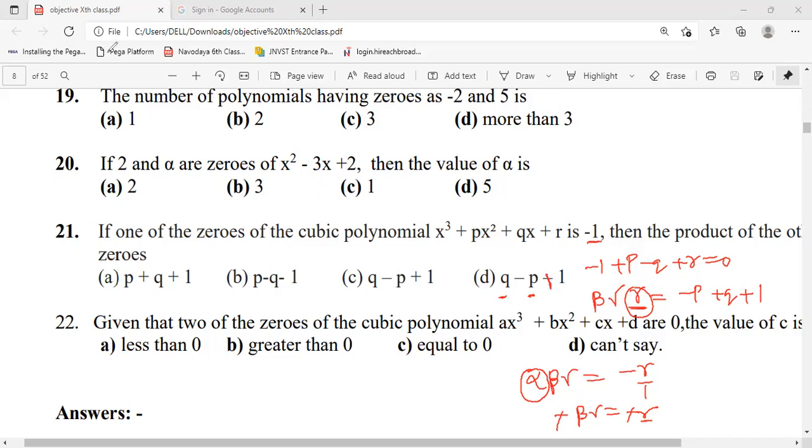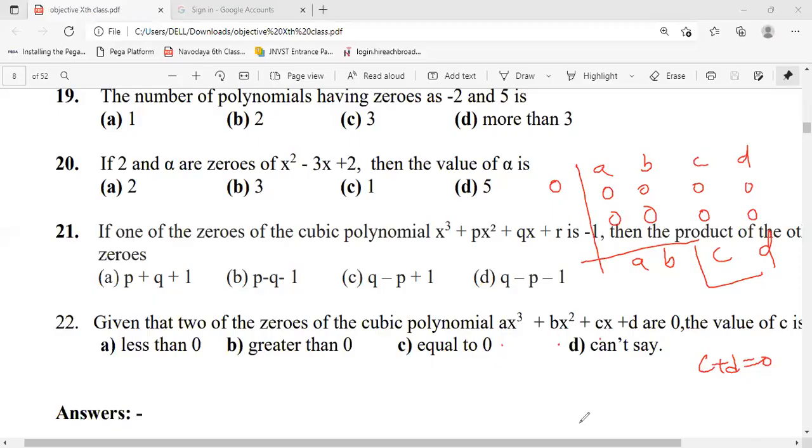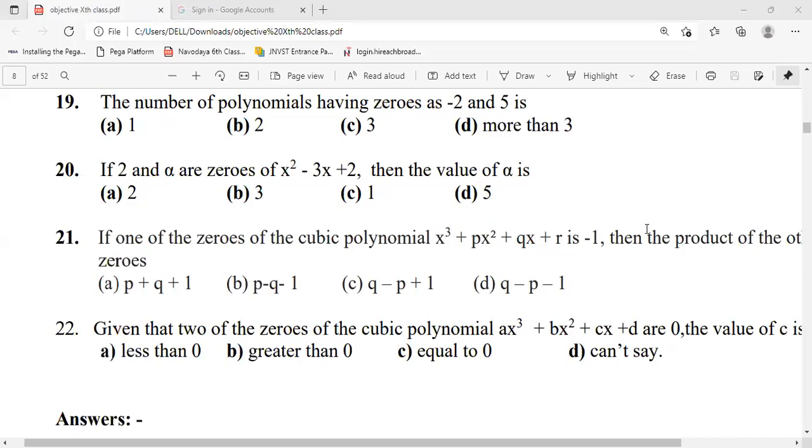Next, given the two zeros of the cubic polynomial ax cube plus bx square plus cx plus d are 0, then the value of c is. Two of the zeros of the cubic polynomial are already 0, they said.